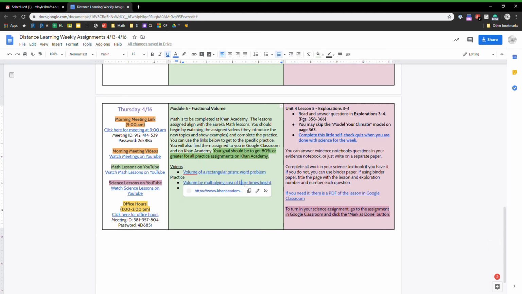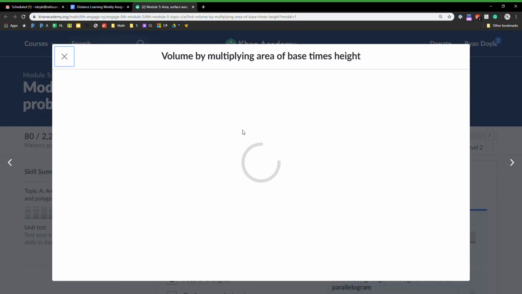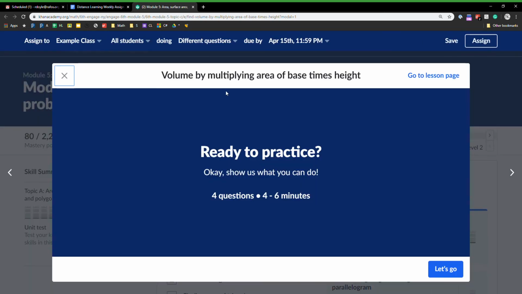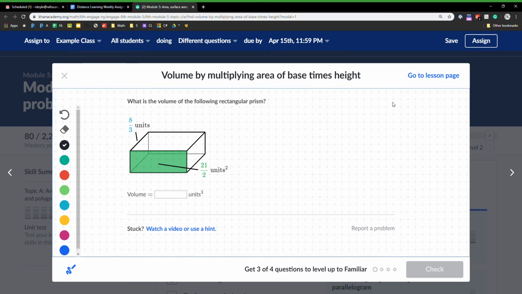And the other practice today is very related to yesterday's, actually. So if you didn't watch yesterday's video, you could watch the second half of that because I talk about this as well. But this is volume of multiplying the area of the base times the height. Yesterday I showed you can find volume by doing the length times the width times the height, or you could do the base times the height.